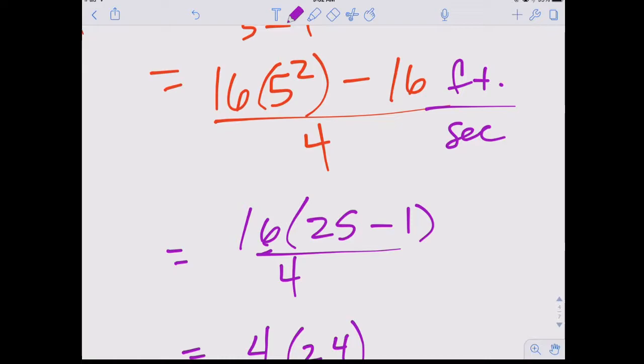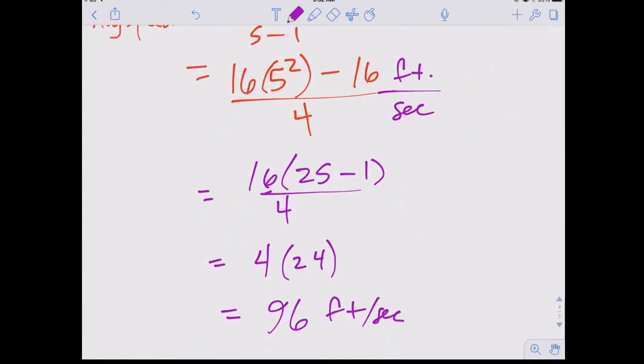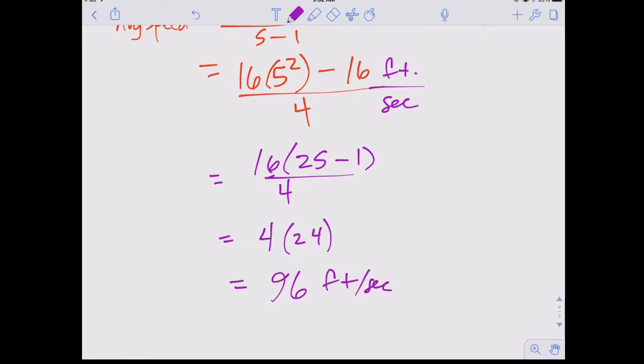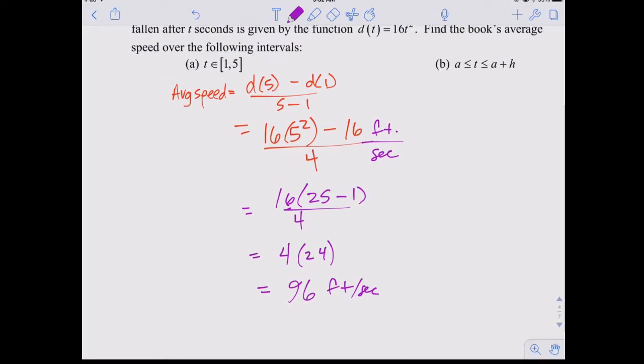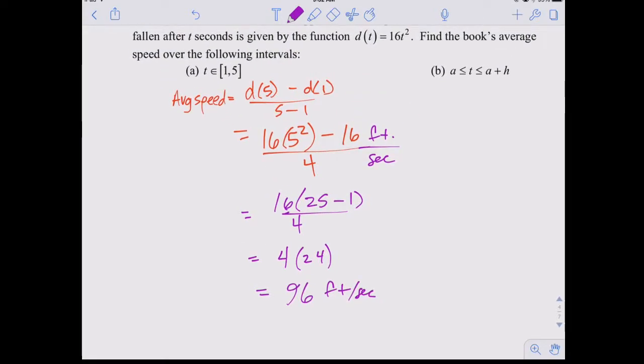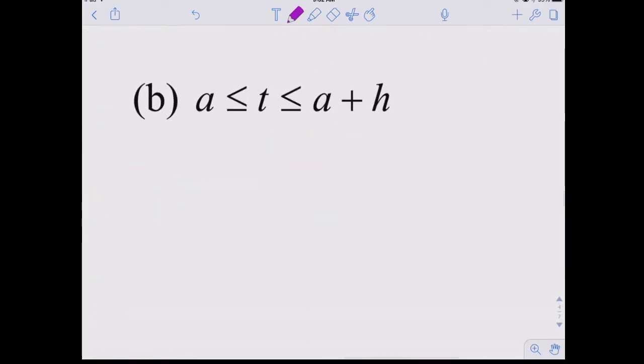So this is a way to kind of keep the number small when you don't have a calculator. This is a little bit of number sense, a little bit of agility. It's 96 feet per second. That was the book's average speed during that 5-second interval. All right, now what is it going to be between A and A plus H? Well, let's go ahead and write it.